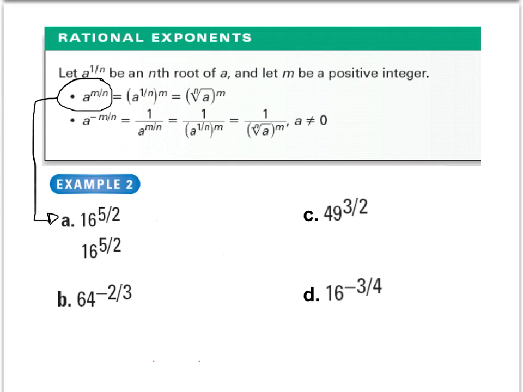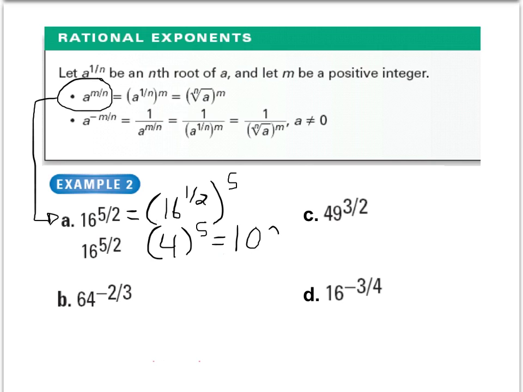So let's try out this example right here. If I have 16 raised to the 5 over 2, that's the same as saying 16 to the 1/2 raised to the 5th. Now we know 16 to the 1/2 just means the square root of 16. And we know 4 times 4 gives us 16. So we end up with 4 raised to the 5th. And we know 4 raised to the 5th, we can punch into our calculators. We get 1024.